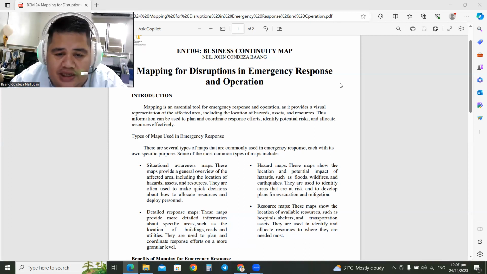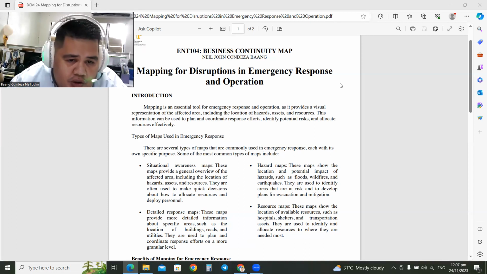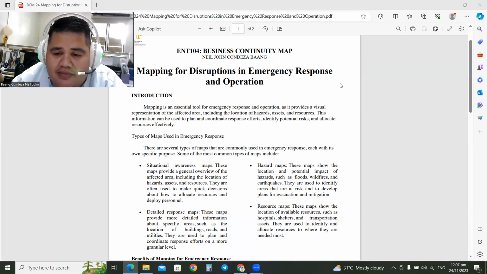Types of maps used in emergency response. There are several types of maps commonly used in emergency response, each with its own specific purpose. Some of the most common types include, number one, situational awareness maps. What are those? These maps provide a general overview of the affected area, including the location of hazards, assets, and resources. They are often used to make quick decisions on how to allocate resources and deploy personnel.